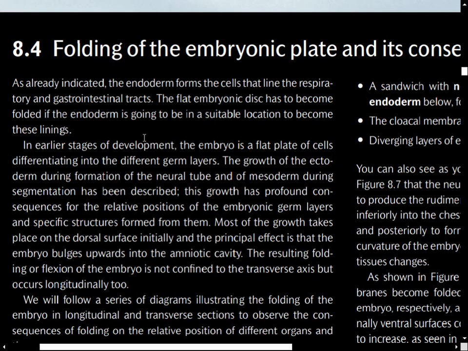As already indicated, the endoderm forms the cells that line the respiratory and gastrointestinal tracts. The flat embryonic disc has to become folded if the endoderm is going to be a suitable location to become these linings.